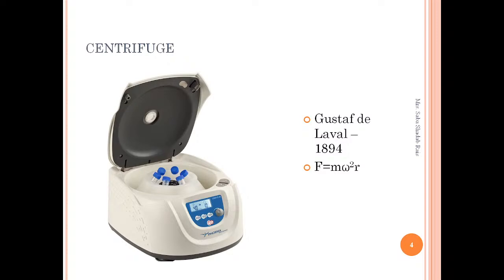What is the omega here? This is the angular velocity. It's not W, I'm sorry. Omega is the angular velocity of the particle, because when you apply the centrifugal force, that particle is going to rotate. So that rotation will have an angular velocity. This angular velocity is called omega, and r is the radius from the center of the circle.